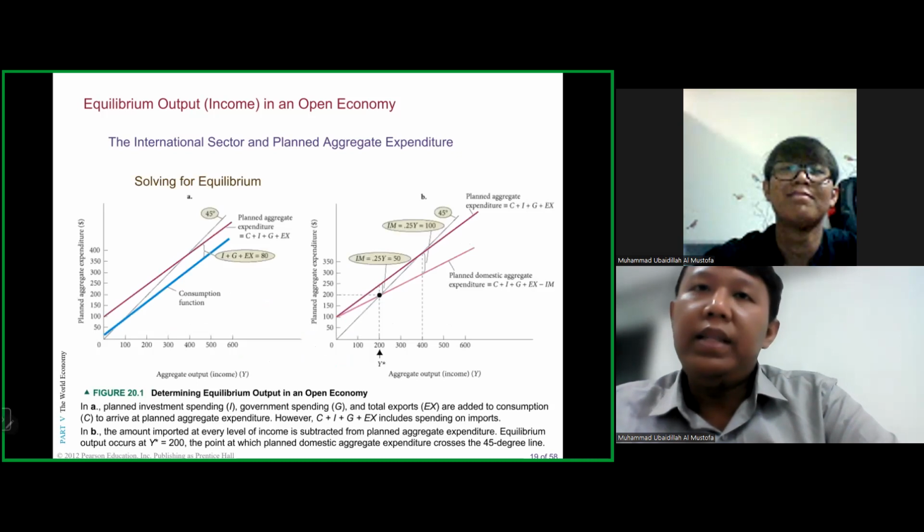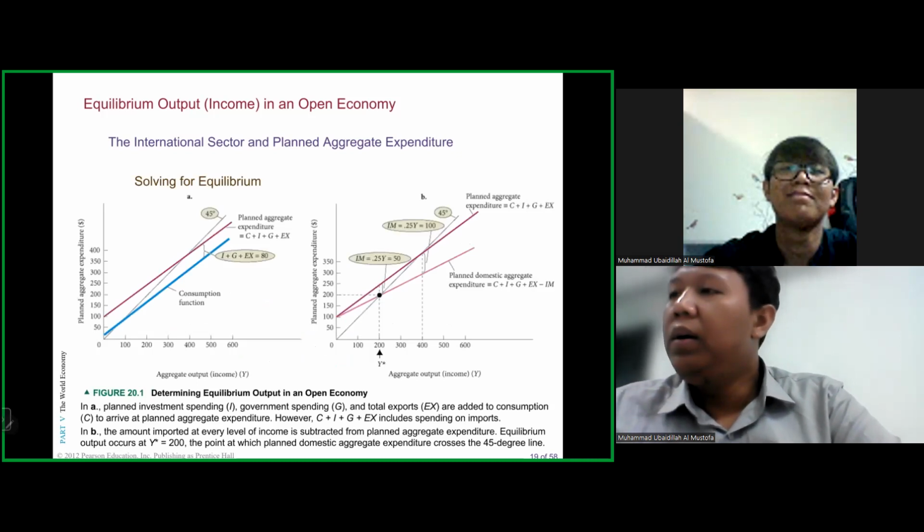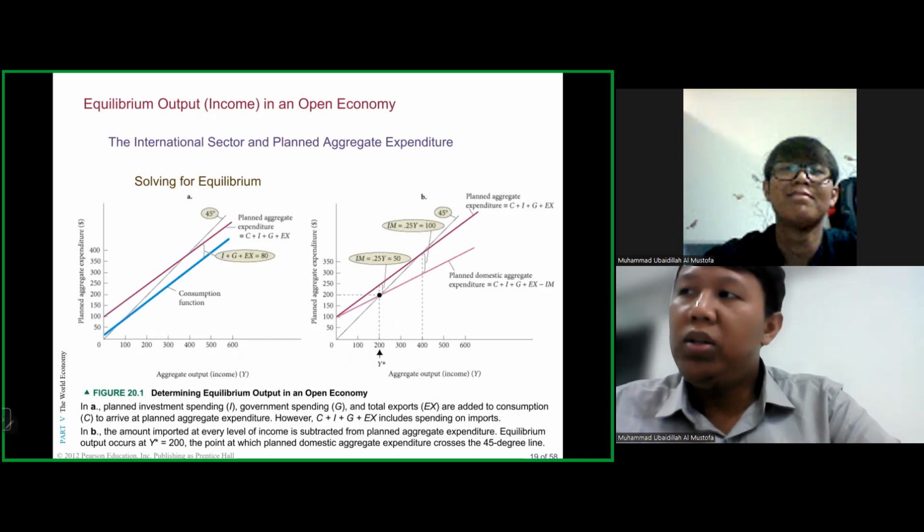And then we have this model, where the red line is the planned expenditure, that is made up from consumption plus investment plus government spending plus export, while the blue line is the summation of investment plus government spending plus export. So the difference between these two lines is consumption.